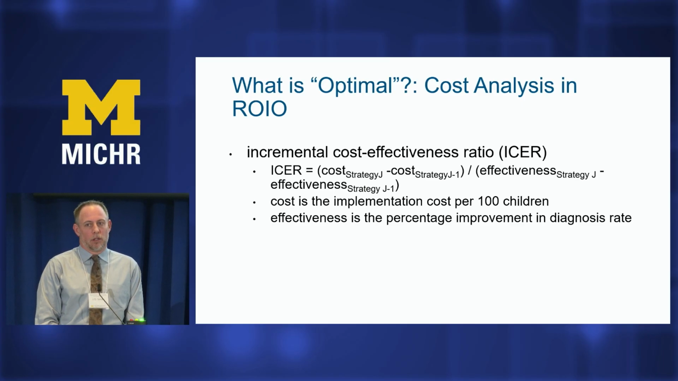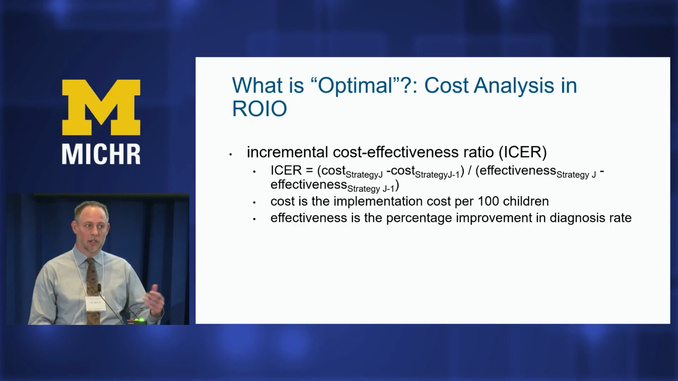So the other part that's really important is cost. I personally would not do a ROYO trial without having a cost analysis. And in this particular case, what you'll be using is what are called ICERs, or incremental cost effectiveness ratios, which is essentially the difference between the cost of the strategies between cluster J and cluster J minus 1, and the difference between the effectiveness of those two. And then you usually have to do some sort of a correction to put them on the same scale. So in our case, it was cost of implementation per 100 children, so that if we had different cluster sizes, you weren't affected by how many kids you actually saw. And then the effectiveness, again, was our primary outcome, which was the improvement in diagnostic rate.